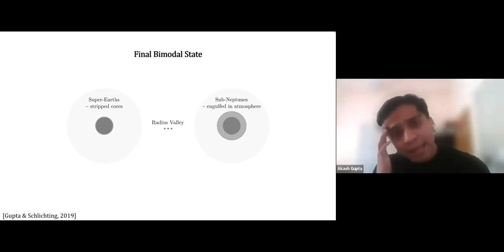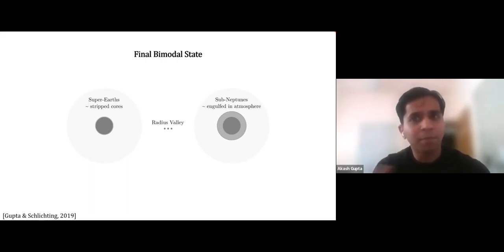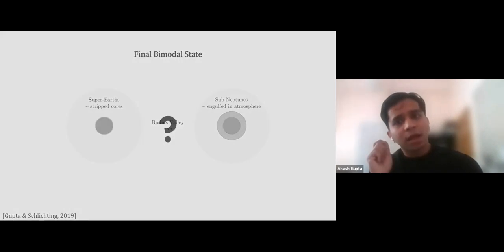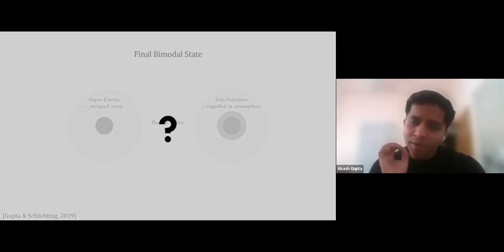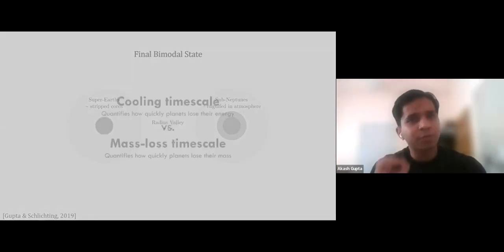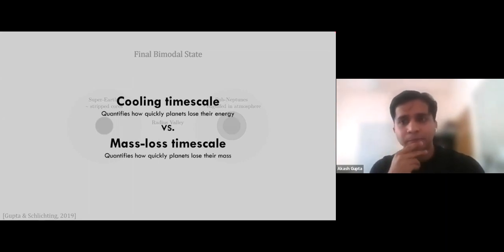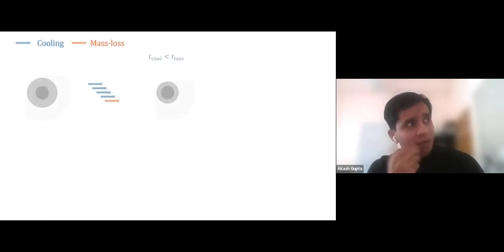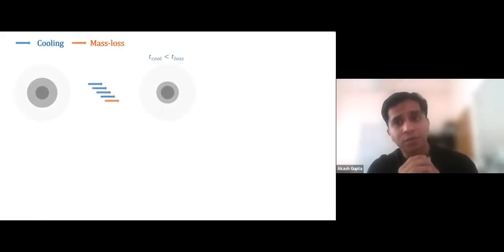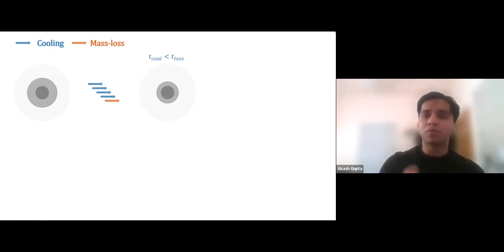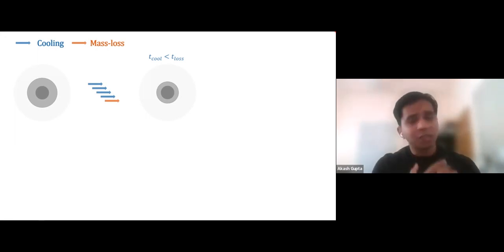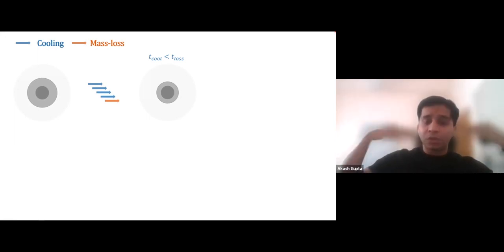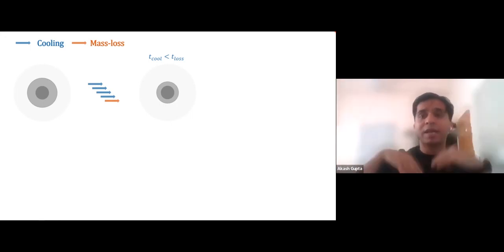But then we should be asking, what is it that dictates if a planet becomes a super Earth or a sub-Neptune? A number of things matter for this, but the key is this balance between the cooling and the mass loss timescale. What is the idea behind this? Well, consider this case where a planet predominantly cools with time. For such a planet, as it is cooling with time, it is losing its energy and its atmosphere is shrinking with time.